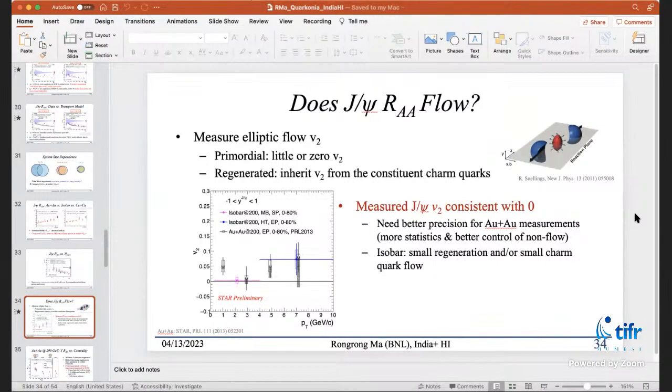Yes, I think it's a quantitative statement. At the LHC, we know that regeneration is much more significant compared to RHIC. But for example, in the Rapp model calculation at RHIC, about half of the surviving J/psi are from regeneration. So if that's the case, we may also see some V2 signal, and we really need more precision to see that. Maybe at the LHC, maybe 80 or 90% of them are regenerated. I see, okay. Thanks.